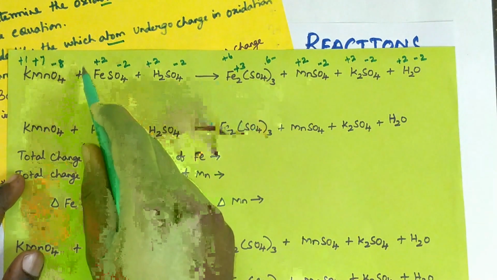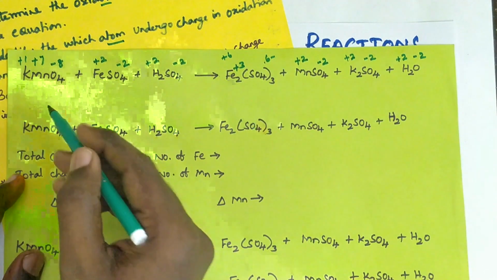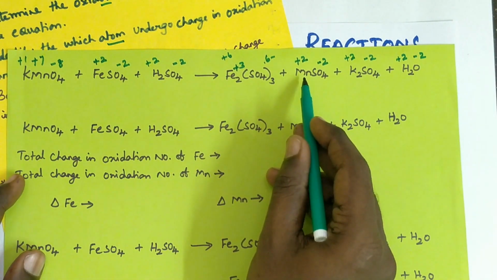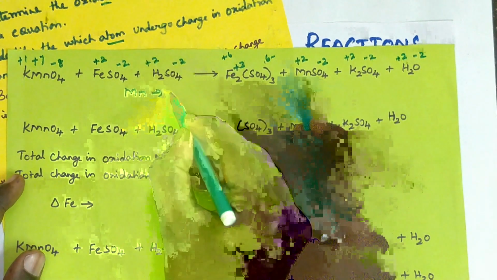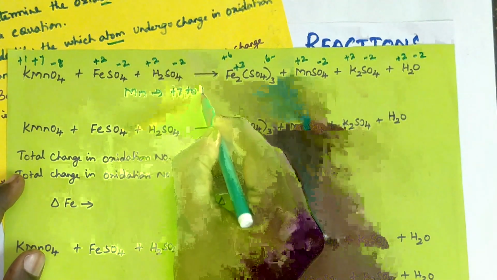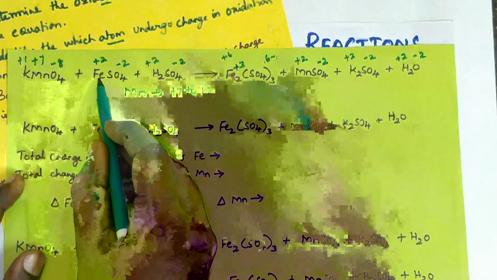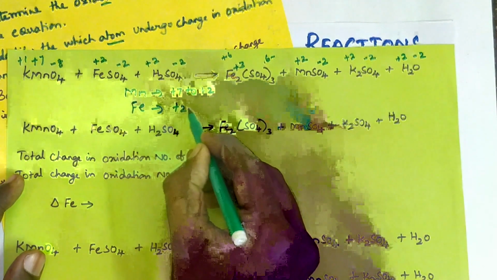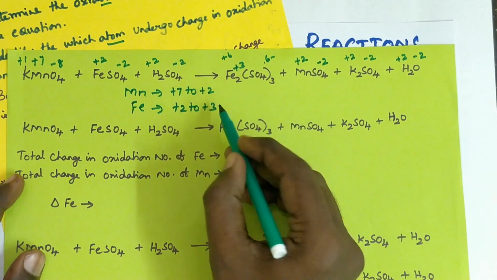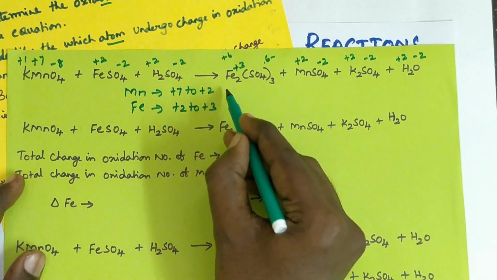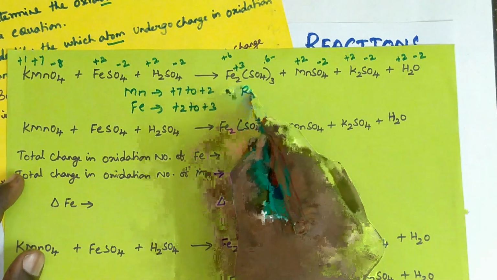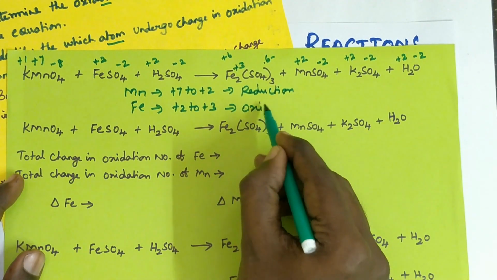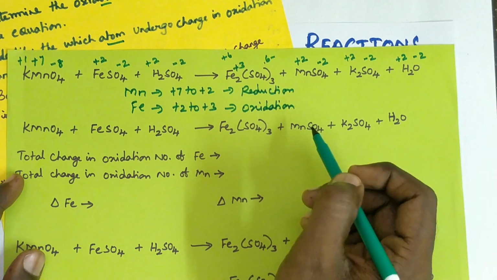The second step is to identify which atom undergoes a change in oxidation number. You see, manganese changes from plus 7 to plus 2, and iron changes from plus 2 to plus 3. Going from plus 7 to plus 2, manganese gains 5 electrons, and gain of electrons is reduction. In the case of plus 2 to plus 3, iron loses one electron, so it undergoes oxidation.